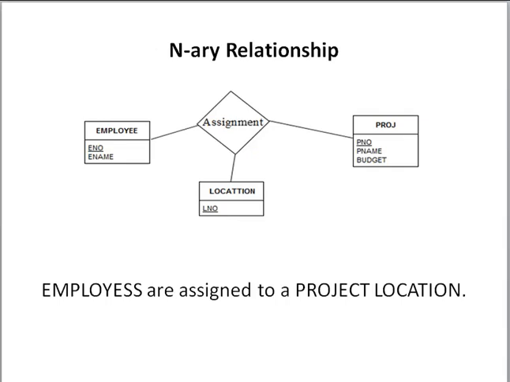Now here's an example of an N-ary relationship. And that just means that you have a relationship that involves more than 2 entities. So my interpretation of this diagram is that employees are assigned to a project location, where an employee, excuse the typo, is assigned to a project and its location, because it could very well be that a project involves many employees in many different locations.